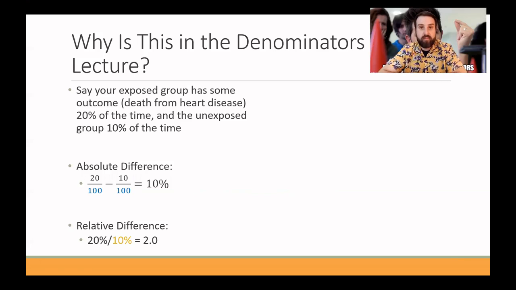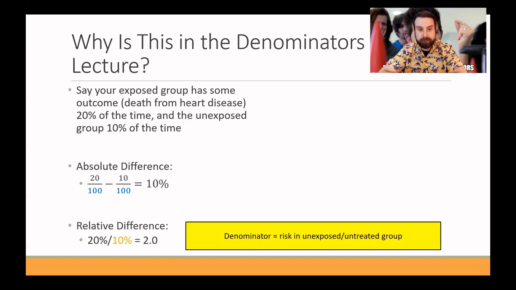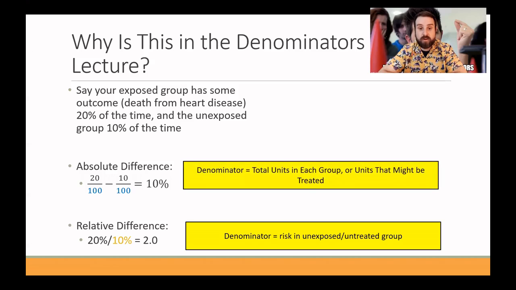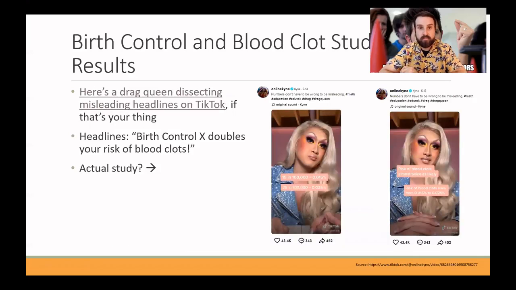Okay. Now, why am I putting absolute versus relative differences in the denominators lecture? Well, let me try and shoehorn it in here a little bit. In a relative difference, our denominator is the risk in our unexposed or untreated group. But in an absolute difference, our denominator is the total units in each group, or you can think of it more broadly as some arbitrary number of units that might be treated. Okay, so two different denominators, I think, lead us to use absolute or relative differences.